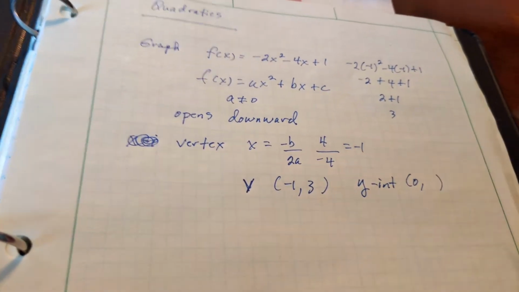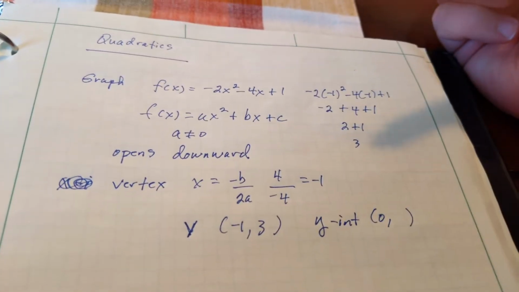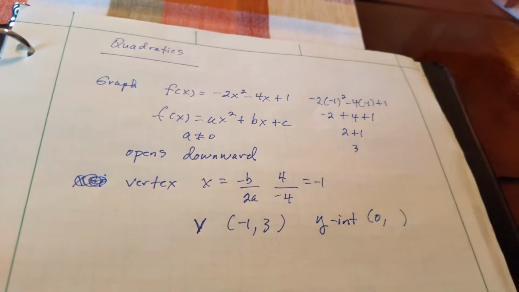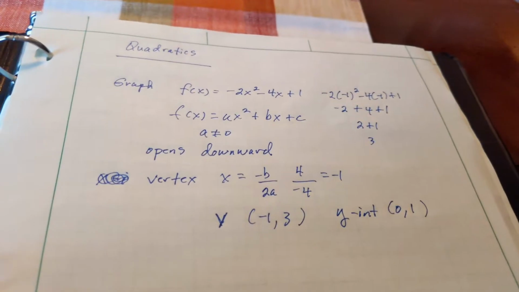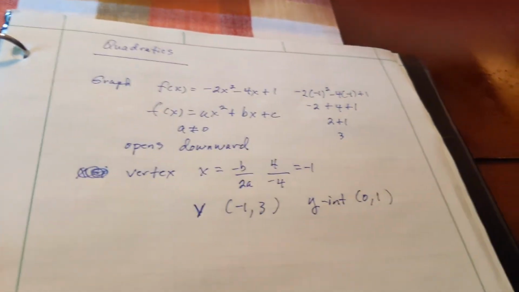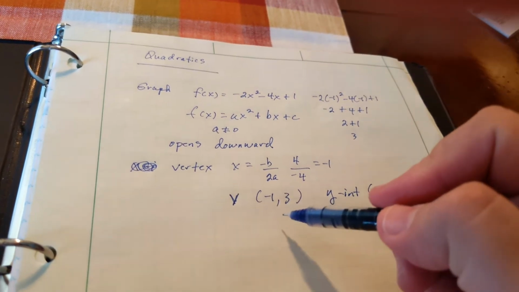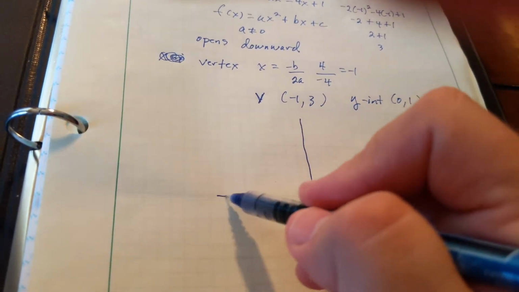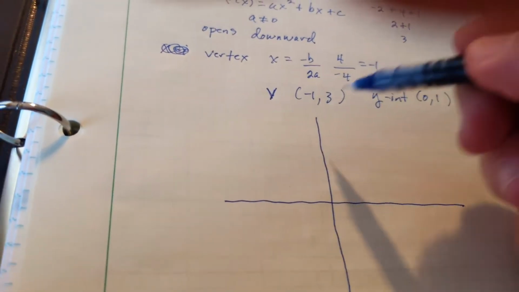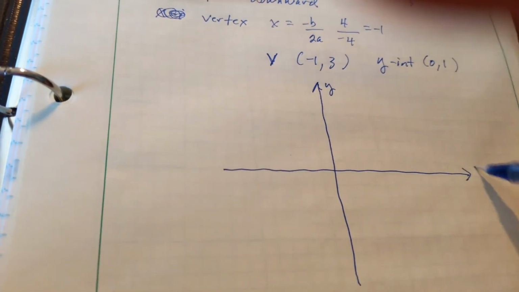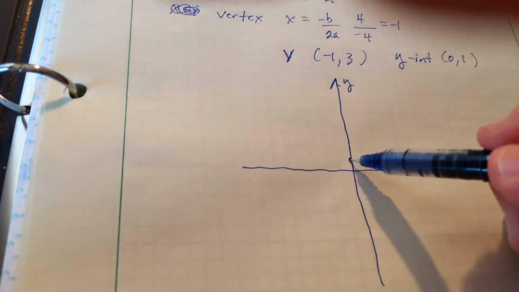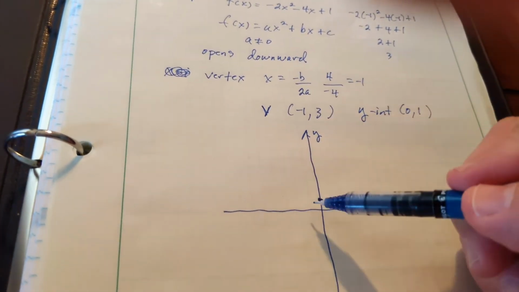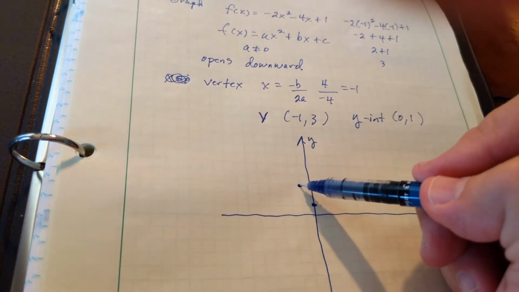The y-intercept can be found by putting 0 in x's place. Now if you put 0 here and there, that's all going to be 0, just going to get 1. So 0, 1 is the y-intercept. And so then what I'm going to do is draw an x and a y-axis. Here's the y-axis. Here's the x-axis. I'm going to label those. I'm going to plot the y-intercept at 0, 1. The vertex is -1, 3. So -1, 1, 2, 3, like that.